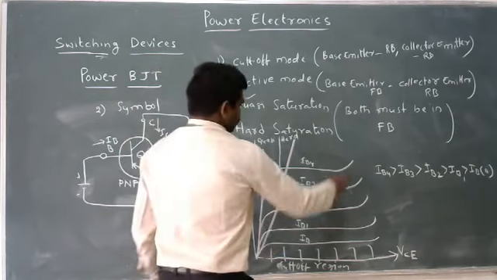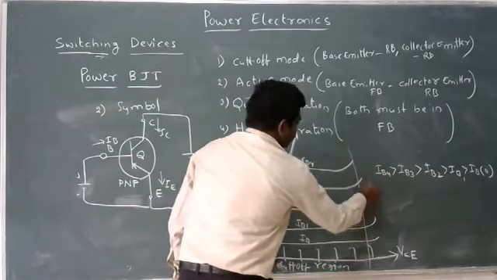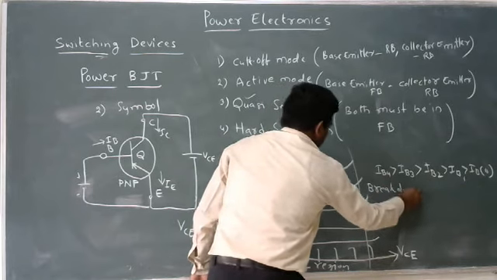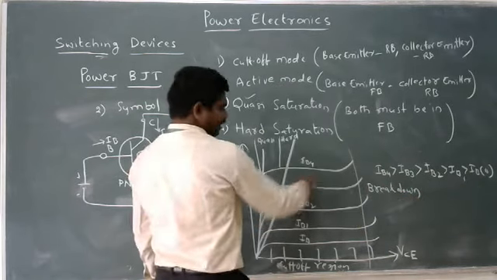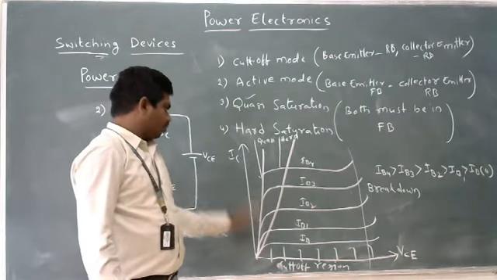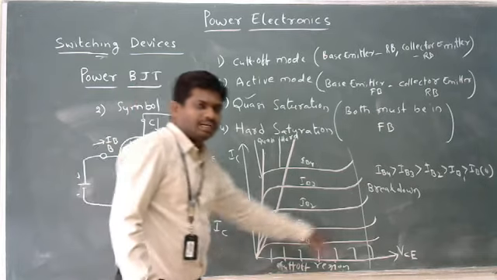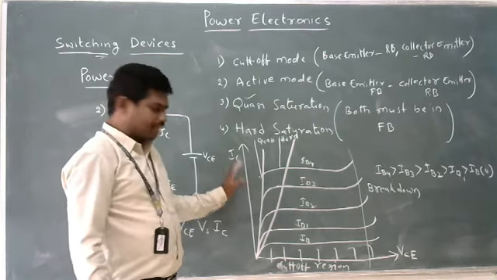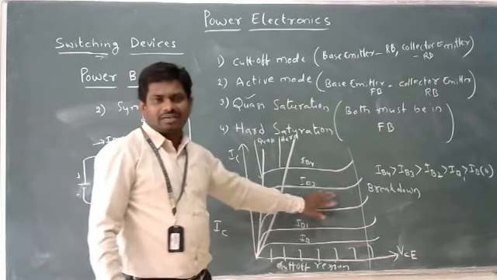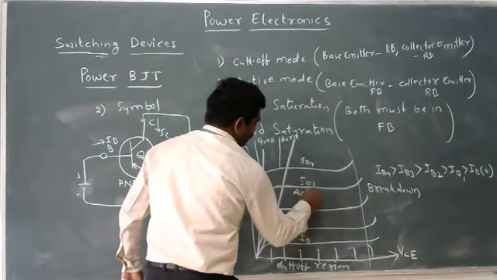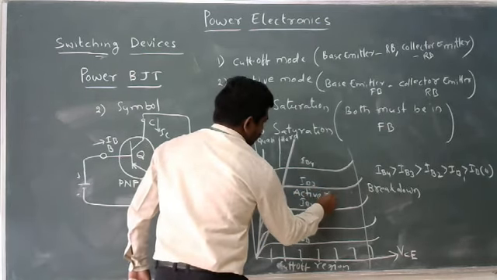Okay. So here we can say breakdown. Breakdown takes place here in the middle. When the input current is constant, whenever the output voltage increases, even though you are increasing the output voltage, your collector current maintains a constant value. The reason is that it is an active region, active mode of operation.